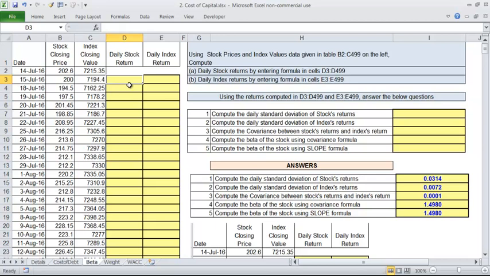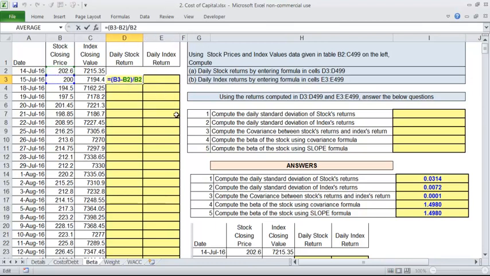Now there are two ways to get the return. We'll compute simple arithmetic return. So simple arithmetic return will be the final value minus the initial value divided by the initial value. So you can write it this way: final price minus initial price divided by the initial price. So this is one way to compute the return.